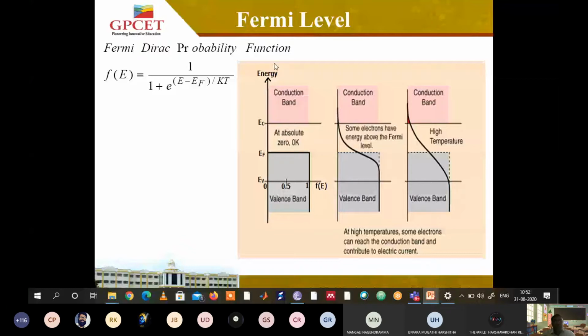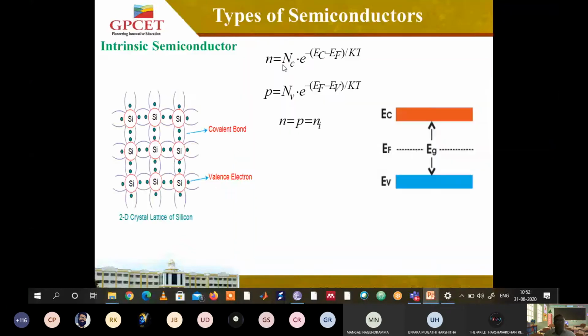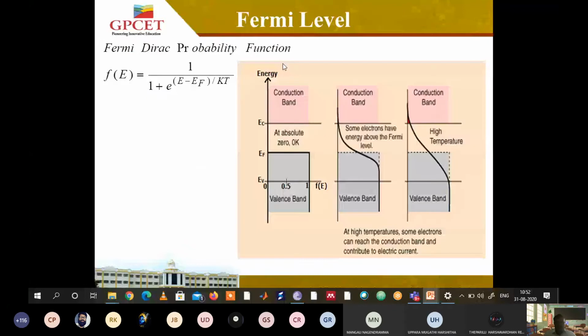This is the y-axis. We are taking energy. On the y-axis we are taking energy, and on the x-axis I am taking the probability of filling an electron. F of E is called the probability of filling an electron while it is jumping from valence band to conduction band. This is called valence band, VB, and this is called conduction band, CB. In between is called the forbidden energy gap. The gap between conduction band and valence band is called the forbidden energy gap, which is given by Eg.